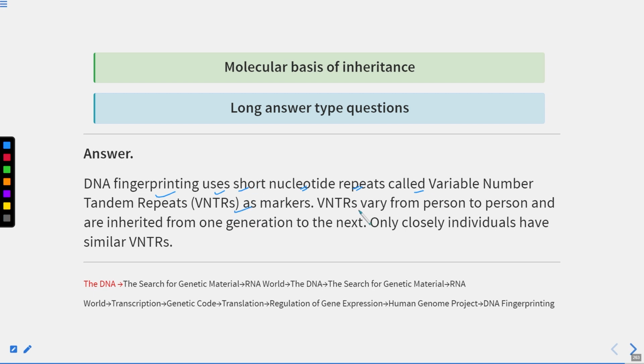So, DNA fingerprinting uses VNTR as markers, and VNTRs vary from person to person and are inherited from one generation to the next generation. Only closely related individuals have similar VNTRs. I've already told you each individual differs in the copy number of these VNTRs, and on this basis DNA fingerprinting is done. If the individuals are closely related, then they have a similar pattern of VNTR. All right, this is clear.